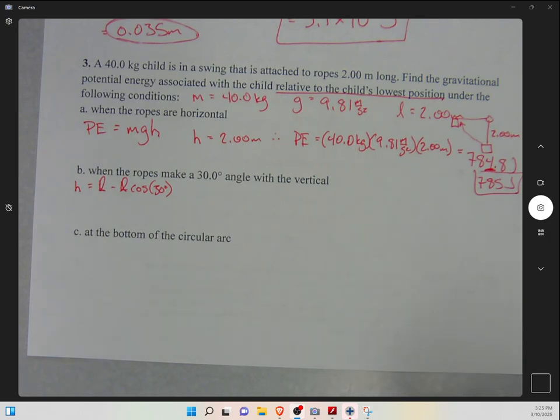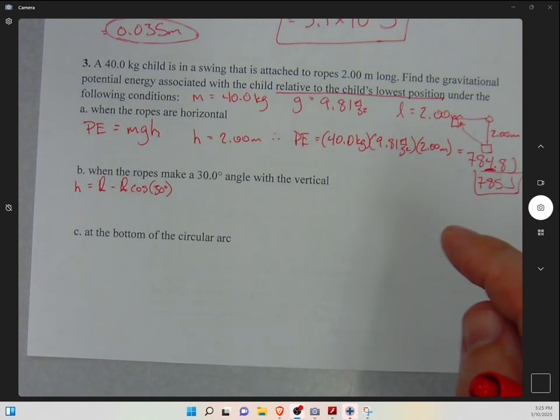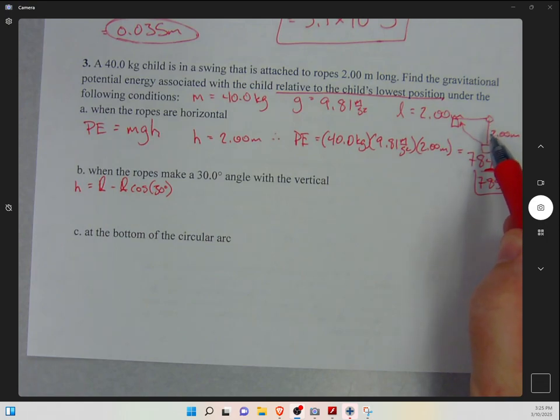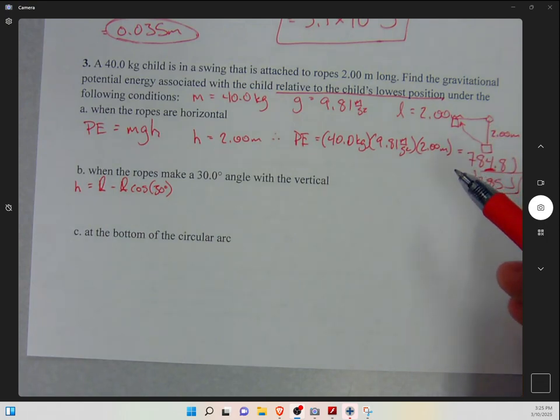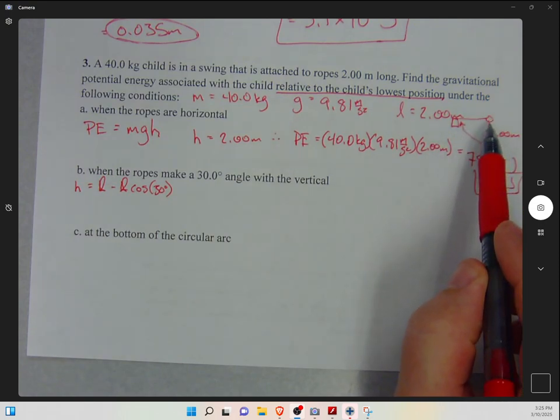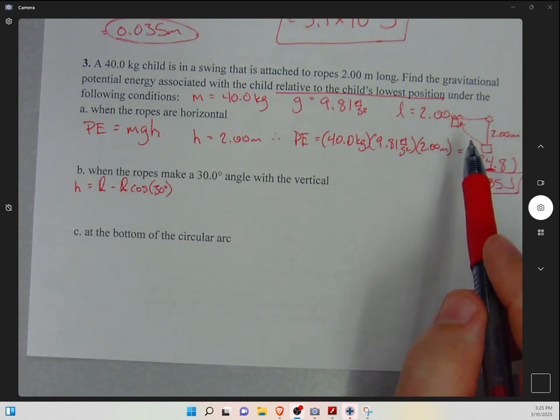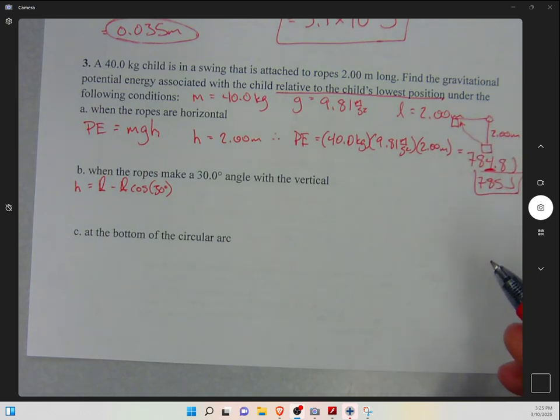So you might ask, how am I supposed to know I don't want to use sine? Well, sine is used, remember, to find the opposite side of a right triangle, which in this case would give us the horizontal distance of the child from that original pivot, from our vertical axis. But we're looking for the vertical height above the lowest position, not the horizontal distance from this pivot. So cosine is going to give us the vertical portion of that triangle that's being made.